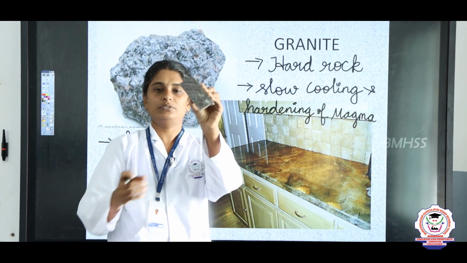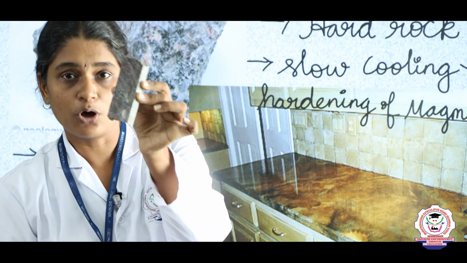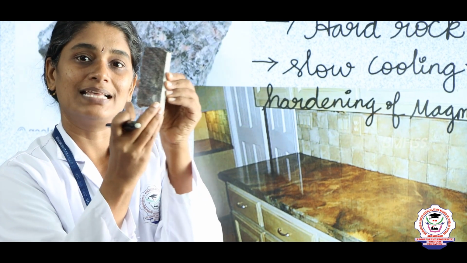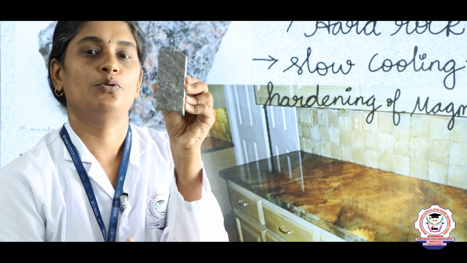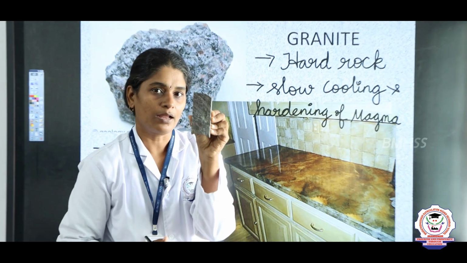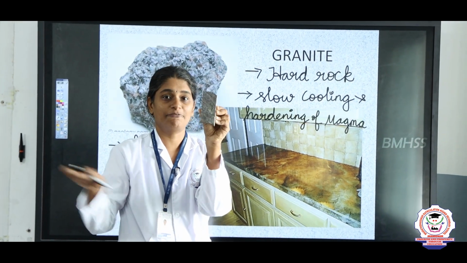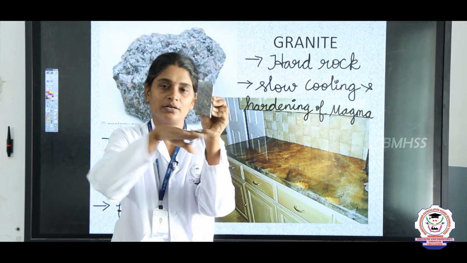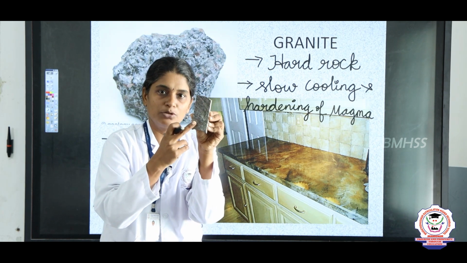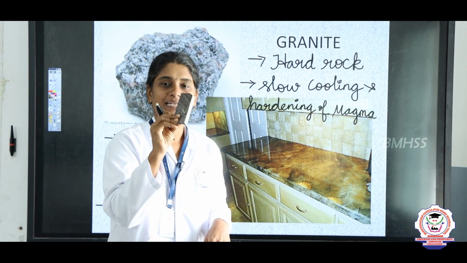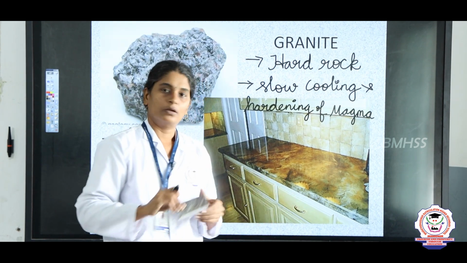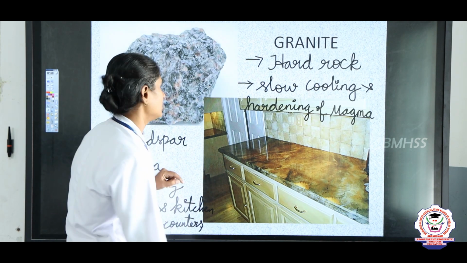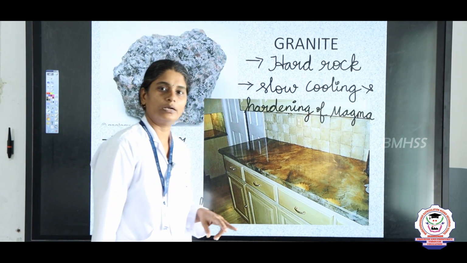So now you can see the granite. This is the granite rock, an example of igneous rock. Mostly everyone will be aware of this granite, right? You must have used it as a flooring material in your house, and even in the kitchens, right? The kitchen counters are made of granite. Yes, so this is about granite. Granite is formed by the slow cooling and hardening of the magma.